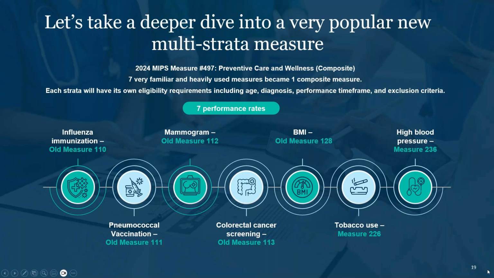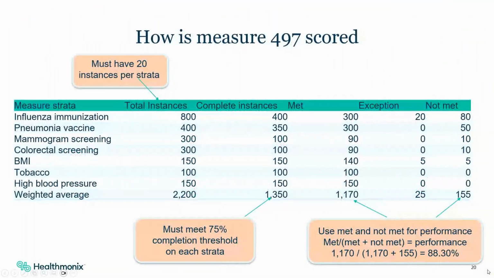So it will take a lot to report it. We're doing our best to make it as easy to understand in MIPS Pro as you report it. And the way it's scored is this weighted average. So I'm going to send it back to Tara for this example to see, okay, well, how do we score 497 with all these measures together?